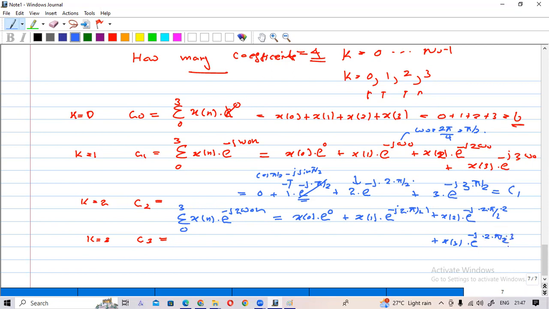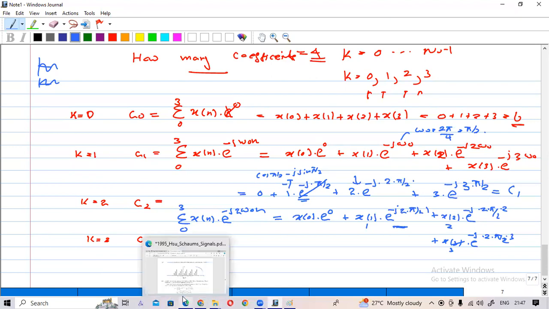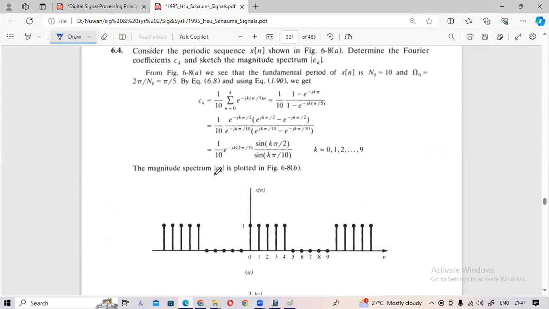Okay. So x1 you know it is 1, x2 you know 2, x3 you know 3. Then e to the power minus j 2 5 by 2 you can calculate using Euler formula in the same manner. So what you need to know is the sine and cosine wave. Then you can calculate. Directly you can use MATLAB and a calculator to calculate this one. In the same manner, try to calculate this C3 also and get the value. Okay. So the answer is there.